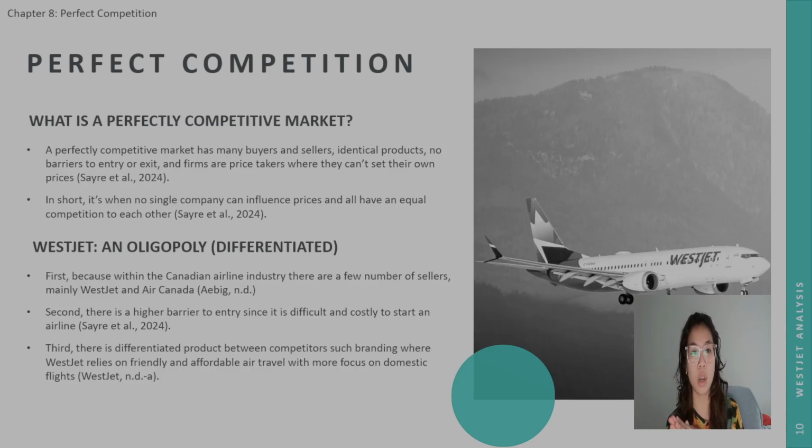So WestJet is an oligopoly, more specifically a differentiated oligopoly, and there are three reasons. First, within Canada's airline industry, there are actually a small number of sellers. The main competitors are WestJet and Air Canada. Second, there is a very high barrier to entry since it's very difficult and costly to start up an airline. And third, there are differentiated products between competitors. For WestJet specifically, they differentiate with their branding, where they rely on being friendly and affordable, with more focus on domestic flights.